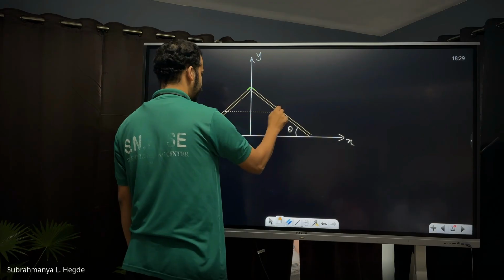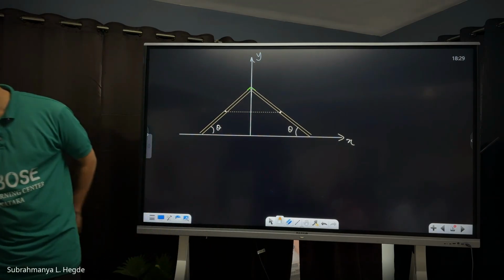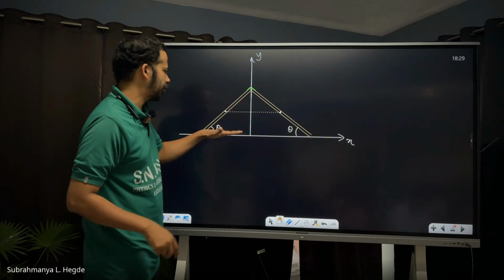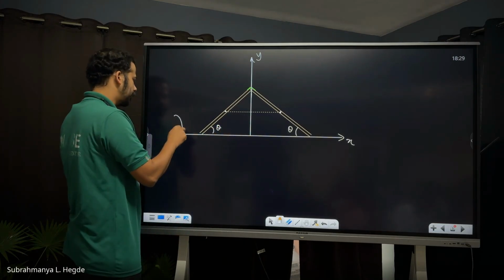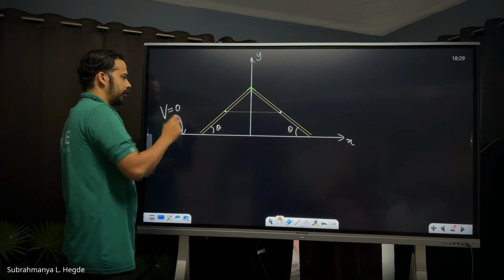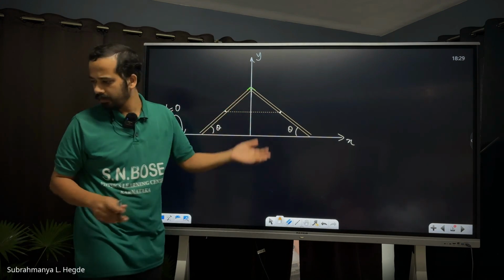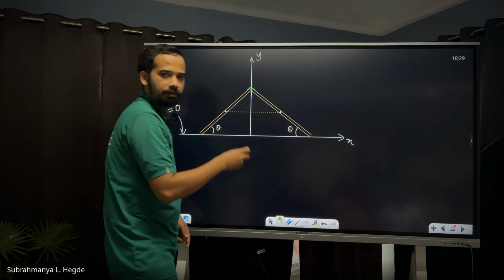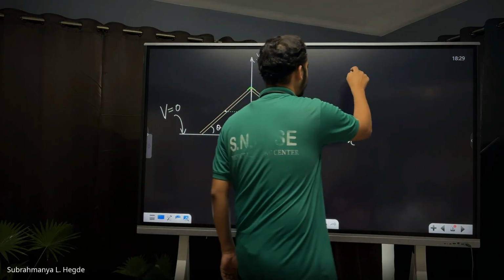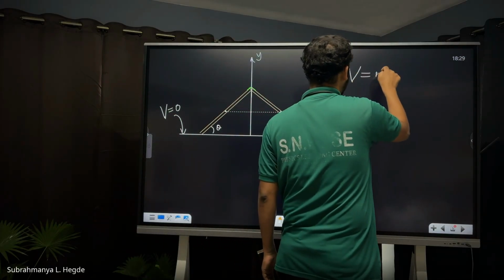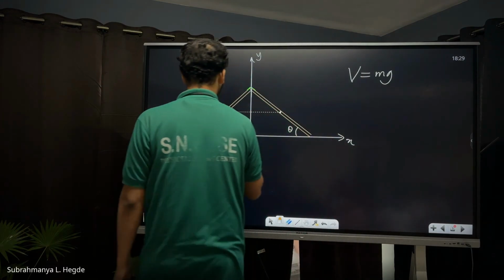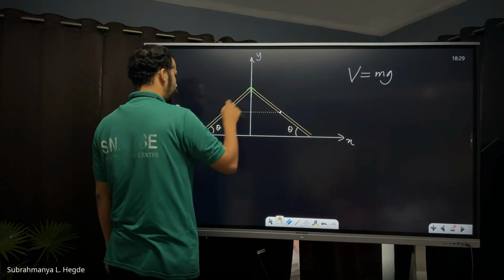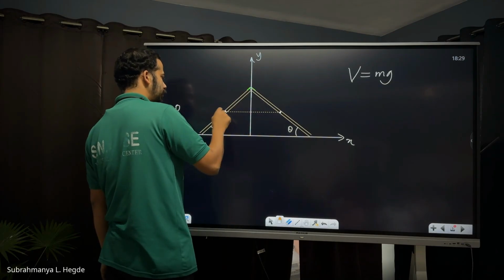Is that okay? Now, suppose this is the center of mass. The potential energy is very simple, am I right? If I take this as my zero potential, V equal to 0, then it is mg into height. Suppose each of them has mass m and length L. Then the potential energy equals mg times this height. If the whole length is L, this is L by 2.